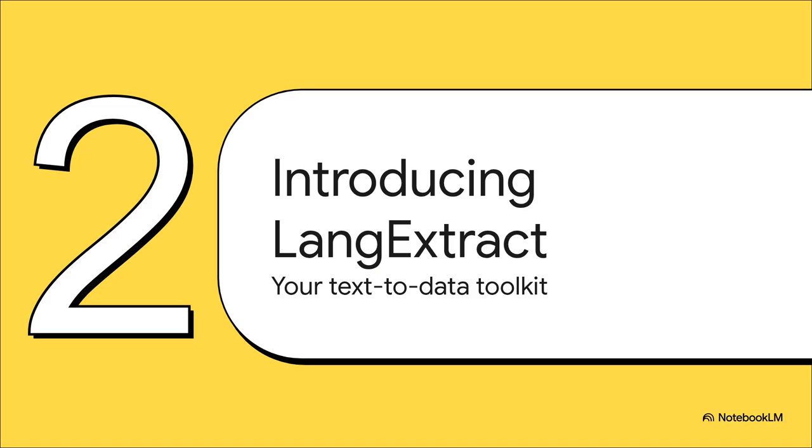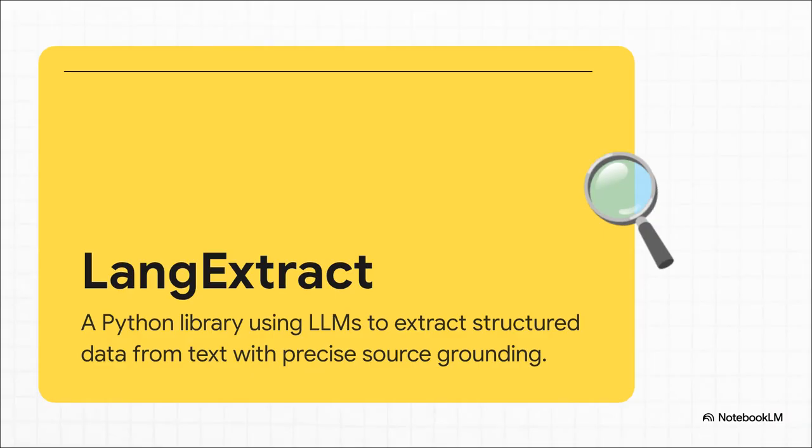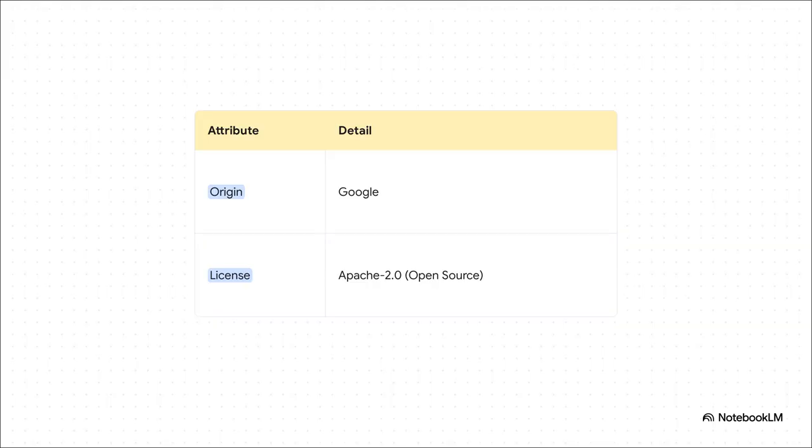You can think of it as a purpose-built toolkit designed to solve this very problem. It's basically an intelligent bridge to get you from raw, messy text to clean, analysis-ready data. So what is it, exactly? Well, at its core, LangExtract is a Python library. It uses large language models to pull structured information out of all that unstructured text. But here's the crucial part. It makes sure that every single piece of data it extracts is grounded. And what that means is it points you back to the exact spot in the original source where it found it.